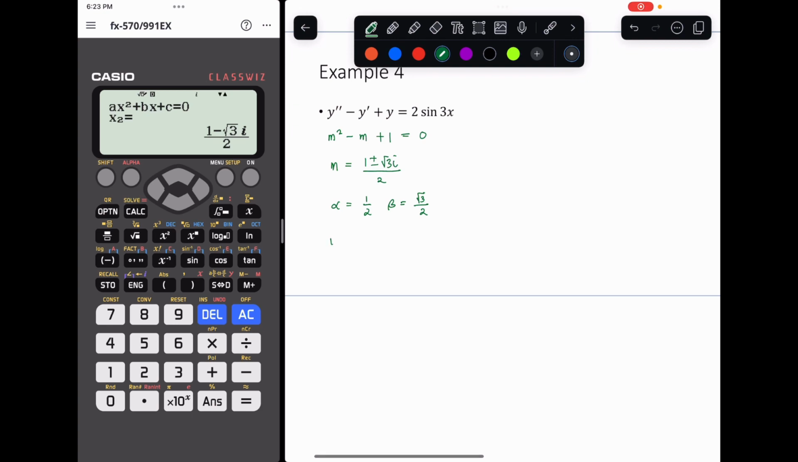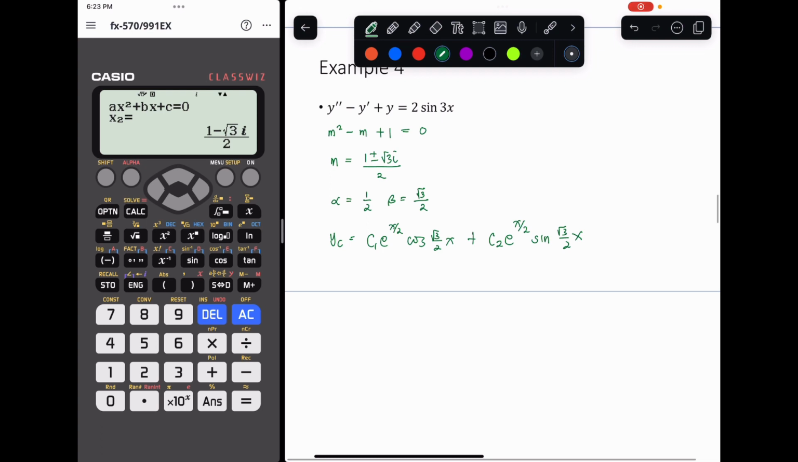Thus, we can write our complementary solution to be C1 e raised to x over 2, then cosine, I'll start with cosine, square root of 3 over 2 x. Then plus C2 e raised to alpha, which is 1/2, times x, so e raised to x over 2, and then sine square root of 3 over 2 times x. So that is our complementary solution.